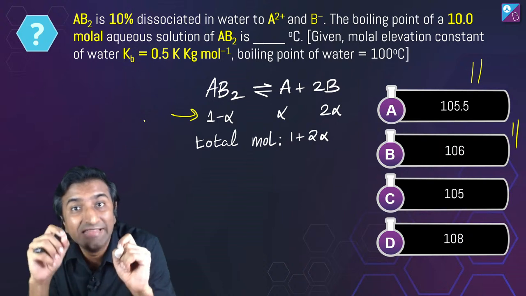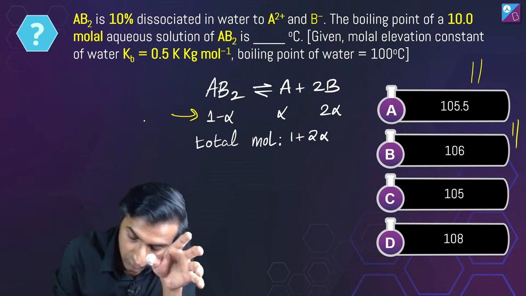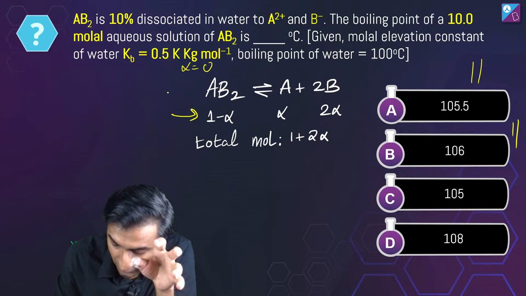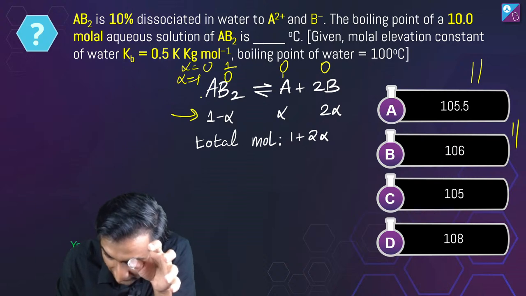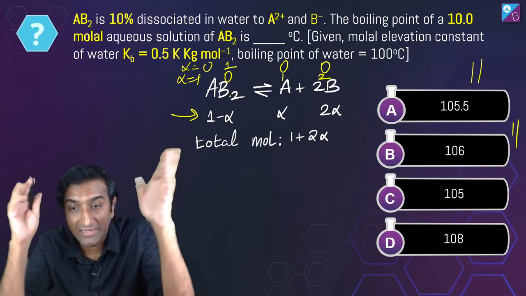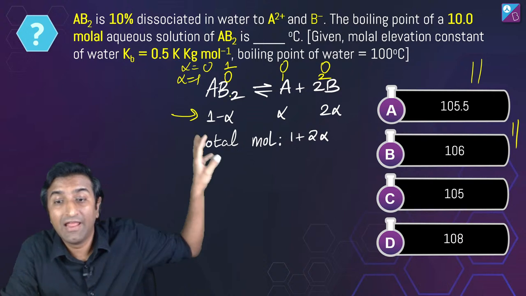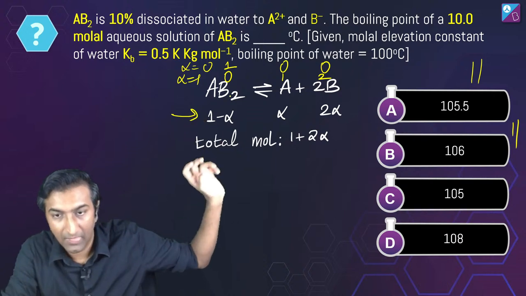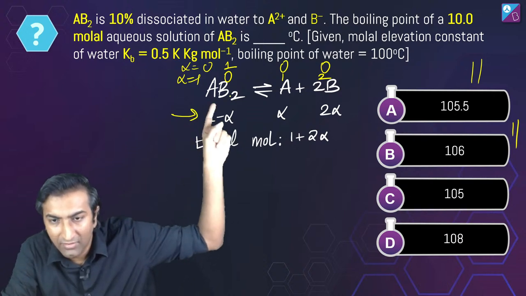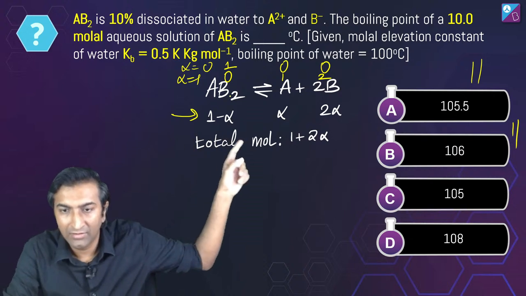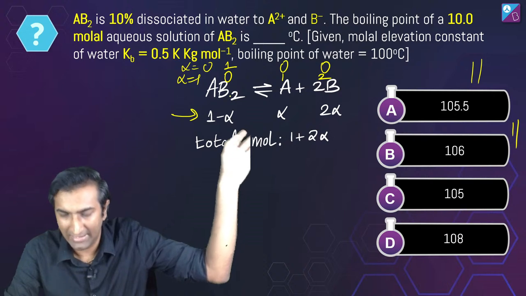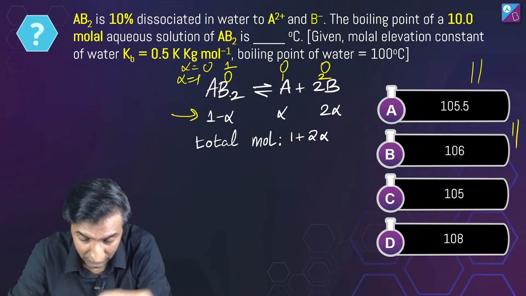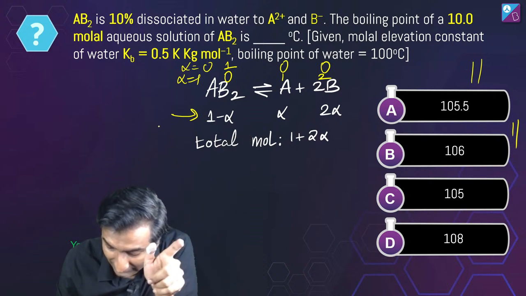Agar alpha hai 0, then hoge iske 1 mole, 0 or 0. Agar alpha hai 1, to iska hoga 0, iska hoga 1, iska hoga 2. Ye hona chahiye. Check. When alpha is 0, tab to chill hai, bani hai. When alpha is 1, ye 0 ho gaya, alpha is 1, to wo ho jayega 1, and ye wala bhi 2 ho jayega. Yeah, so this works.